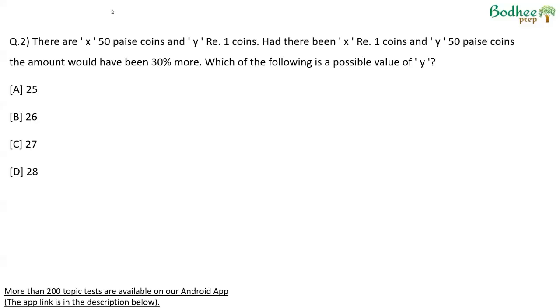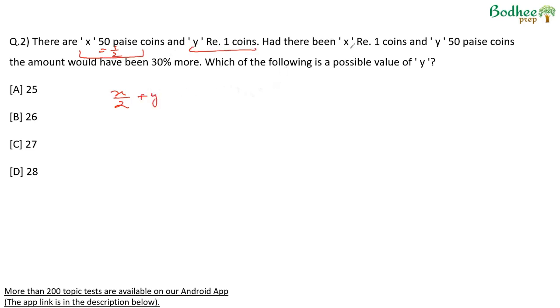There are x 50 paisa coins and y rupee 1 coins. Had there been x rupee 1 coins and y 50 paisa coins, the amount would have been 30% more. So originally a 50 paisa coin is worth half a rupee. Originally the amount will be x by 2 because of x coins here, plus y. This is the amount initially that was there.